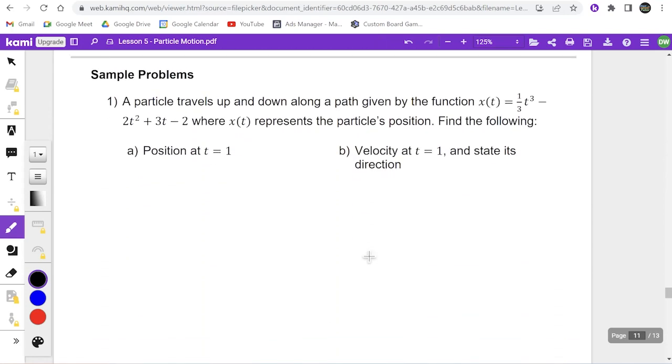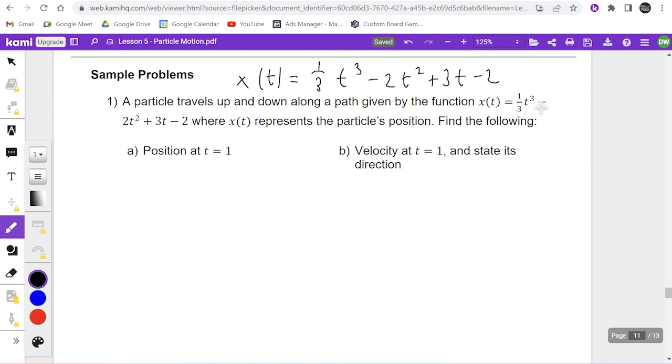So, number 1, a particle. I messed up. This is on 2 lines. I'm going to rewrite it on 1 line. A particle travels up and down along a path given by the function, and I'm going to rewrite it up here. x of t equals 1/3 t cubed minus 2t squared plus 3t minus 2, where x of t represents the particle's position. Find the following.